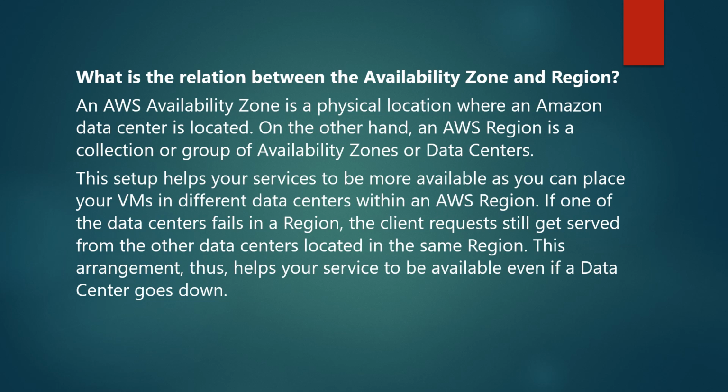An AWS availability zone is a physical location where an Amazon data center is located. On the other hand, an AWS region is a collection or group of availability zones or data centers. This setup helps your services to be more available as you can place your VMs in different data centers within an AWS region. If one of the data centers fails in a region, the client request still gets served from the other data centers located in the same region.